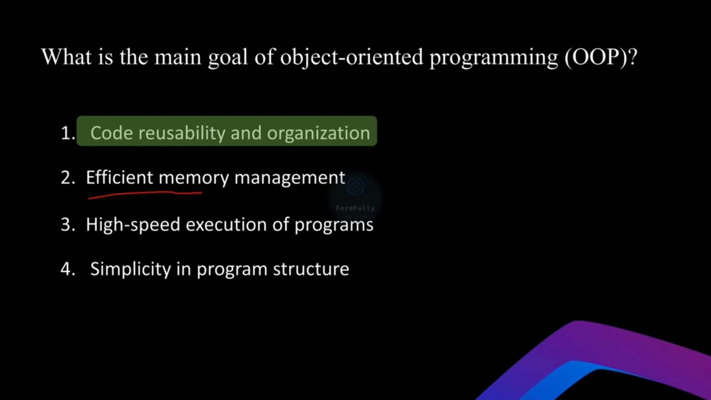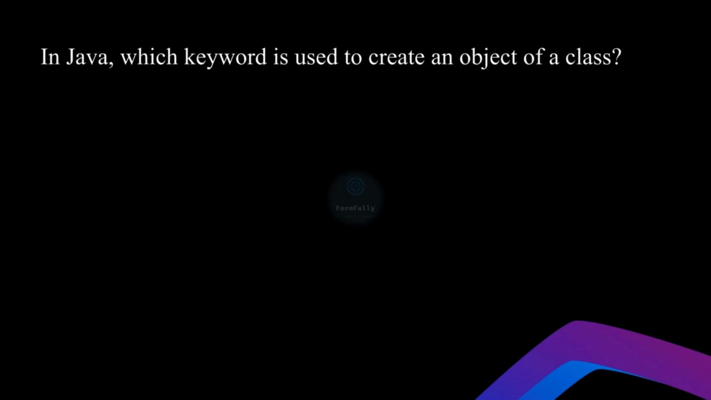While OOP can contribute to efficient memory management, it is not its primary goal. Speed is not the primary goal of OOPs. It's more about maintainability and reusability. While OOP can lead to more structured and organized code, simplicity is not its primary goal. It's a beneficial consequence. So the correct option is code reusability and organization. Moving to the next question.